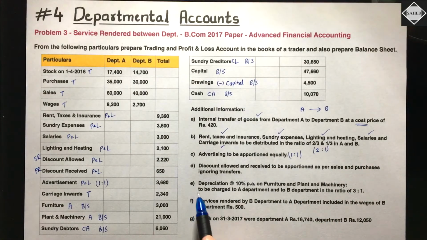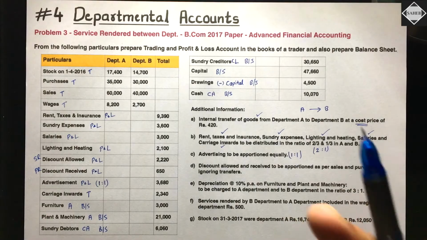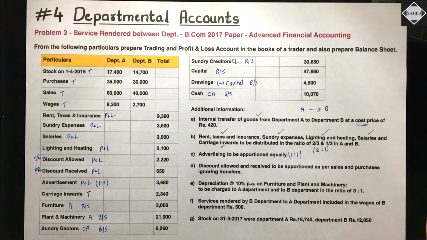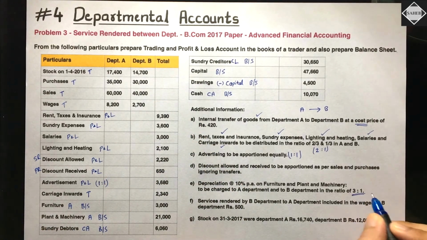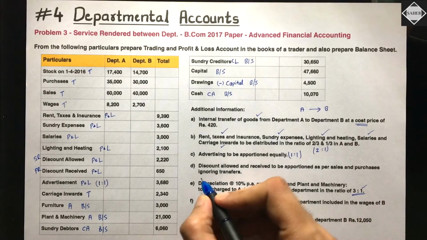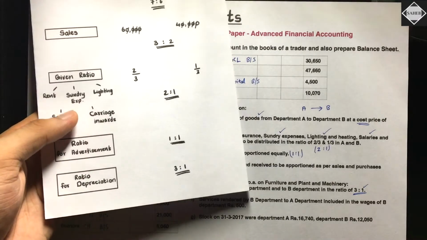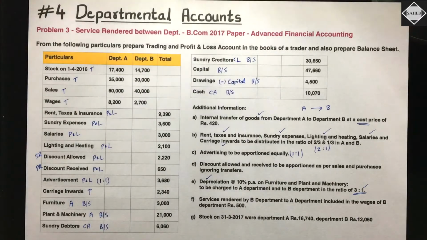Then see, E, depreciation at 10% per annum on furniture and plant and machinery. We'll do that. Depreciation will have to be taken in P&L, and then we have to deduct that in the balance sheet as well. Two things we have to do because it's an adjustment. But how are we going to distribute it in the P&L? That ratio they have given over here. They are saying in the ratio of 3 is to 1. Is it clear? So the ratio for depreciation will be 3 is to 1. All right, ratio calculation, everything is over.